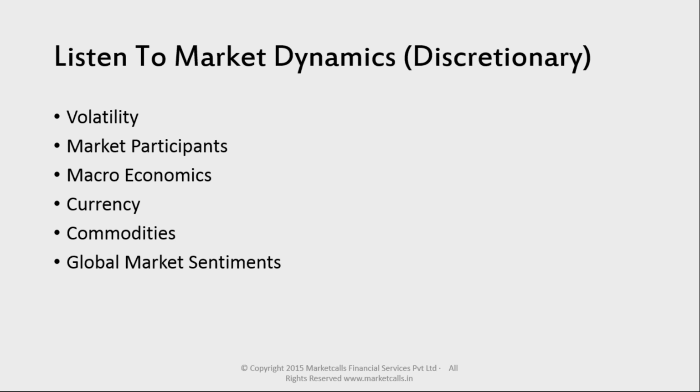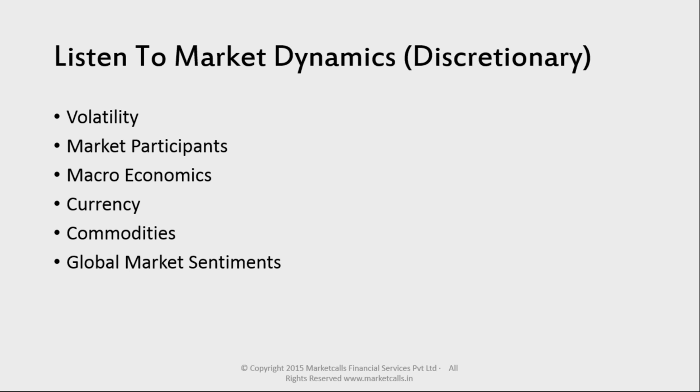And yes, of course, learn to listen to market dynamics. If you are an evolving system trader, you cannot evolve just by going with the rules. It doesn't give you the real edge. The real edge will also lie in factors like volatility, understanding the key market participants, macroeconomics, currency, commodities, global market sentiments. Right. So there is an abundant edge lying over there, but you have to focus rigorously on how to use these factors effectively in your trading systems, right?